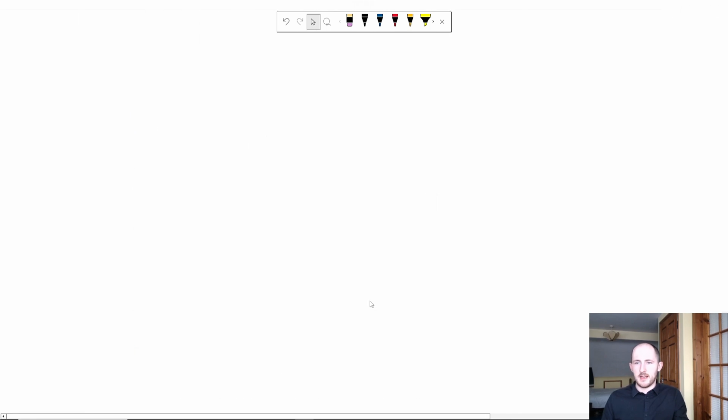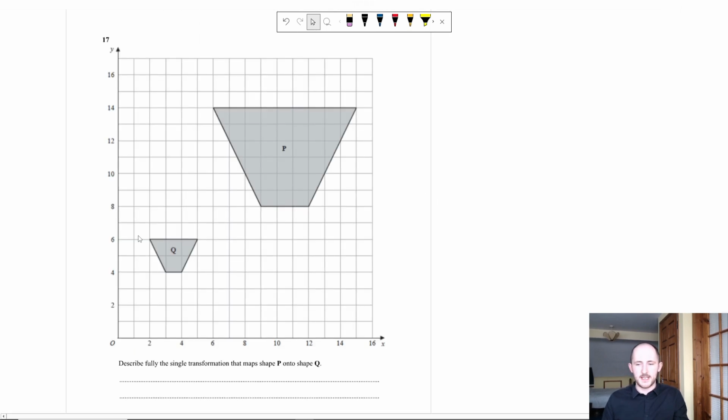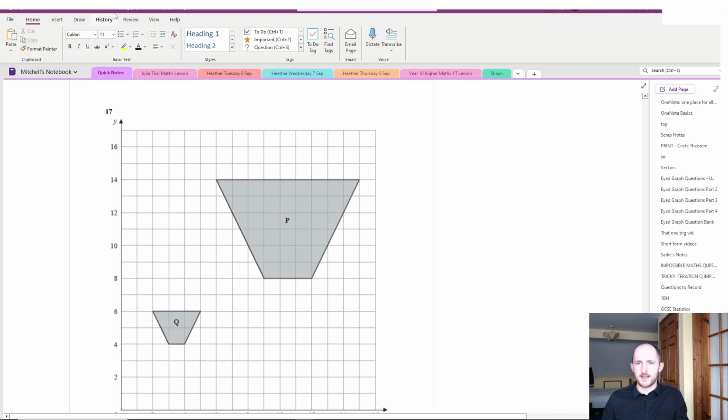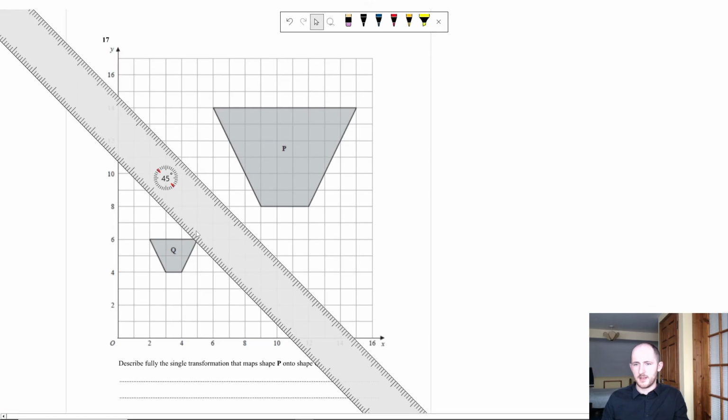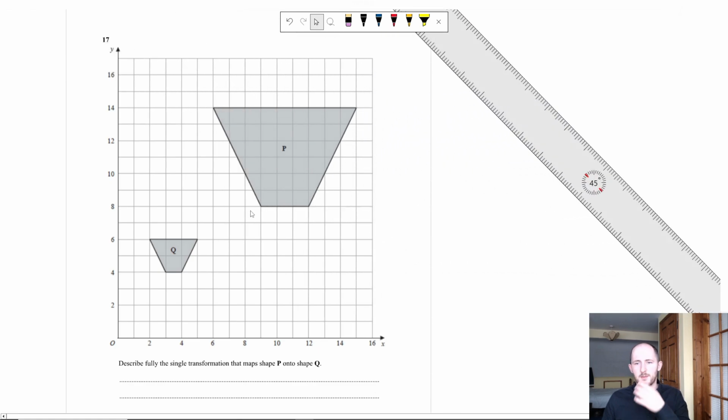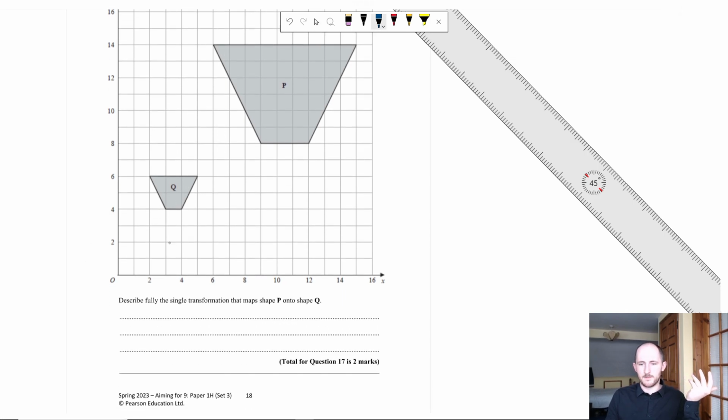Okay, this one is going to be funky to do, and the reason why is because I have to use the ruler setting on my calculator. What am I talking about? My thing, and this thing does not work very well. So we need to describe fully the single transformation that maps P onto Q. So first of all, I can see it's an enlargement, right? So I'm going to write enlargement.